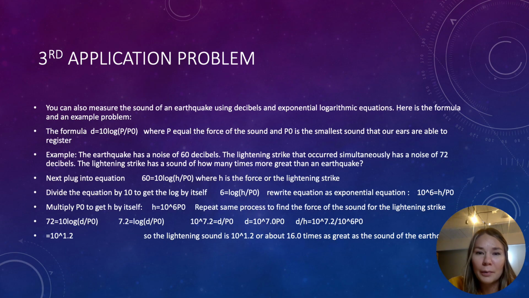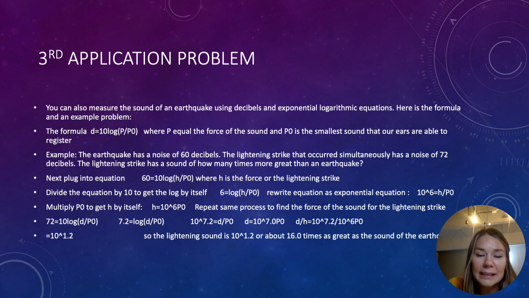An example problem: the earthquake has a noise of 60 decibels. The lightning strike that occurred simultaneously has a noise of 72 decibels. The lightning strike has a sound of how many times more great than an earthquake? Next, plug into the equation: 60 equals 10 log of H divided by P0, where H is the force of the earthquake sound.